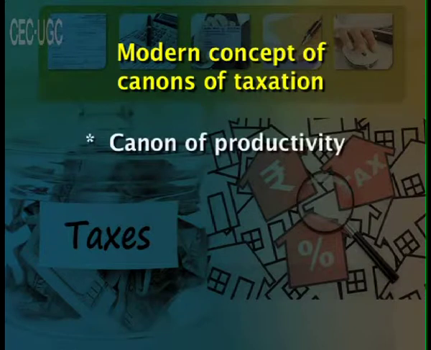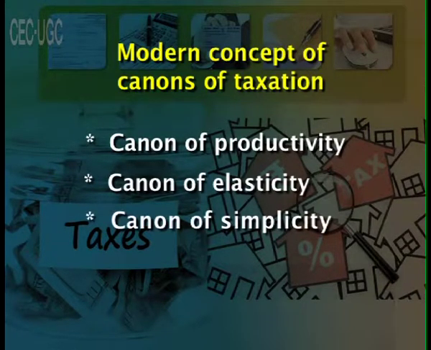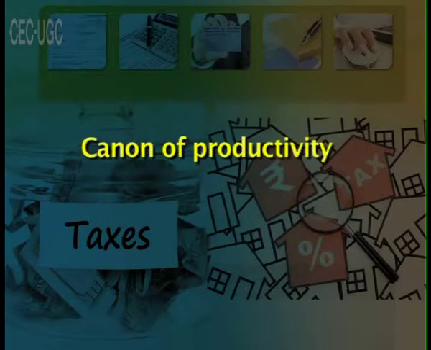So, the modern concepts of canons of taxation: other than the four canons of taxation, we have the modern canons of taxation. Modern economists have added a few more canons of taxation, which include the canon of productivity, the canon of elasticity, and the canon of simplicity.